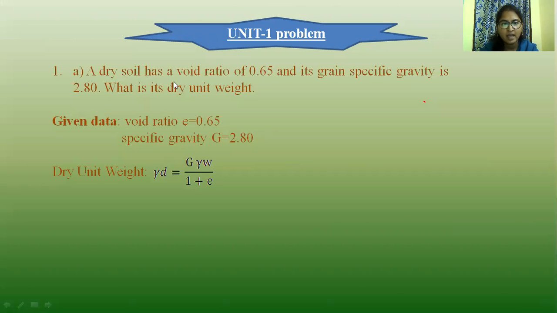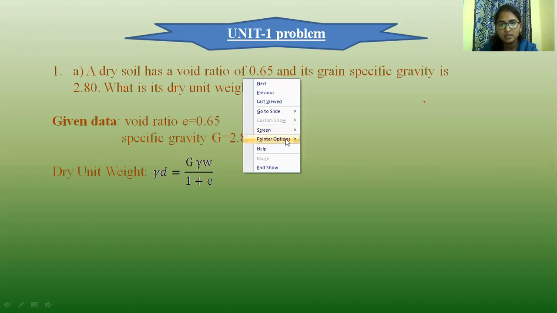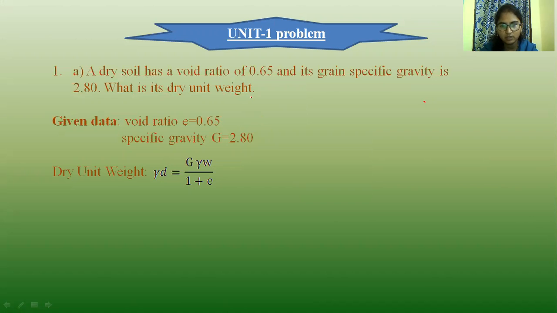A dry soil has a void ratio of 0.65 and its grain specific gravity is 2.8. What is its dry unit weight? Void ratio e is equal to 0.65. Specific gravity G is equal to 2.8. Now calculate dry unit weight.